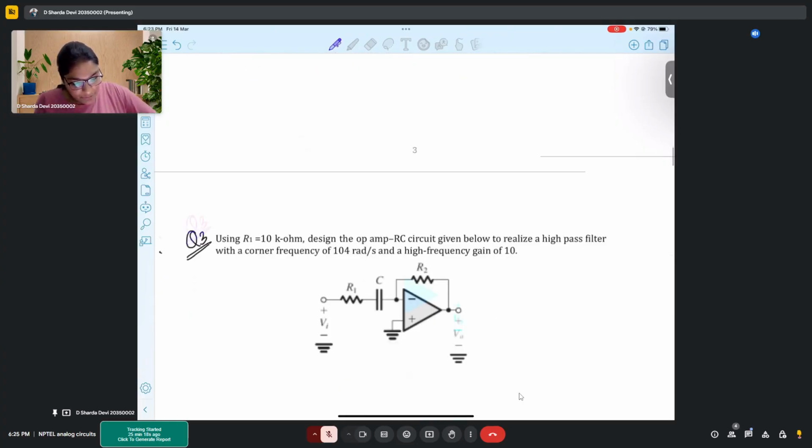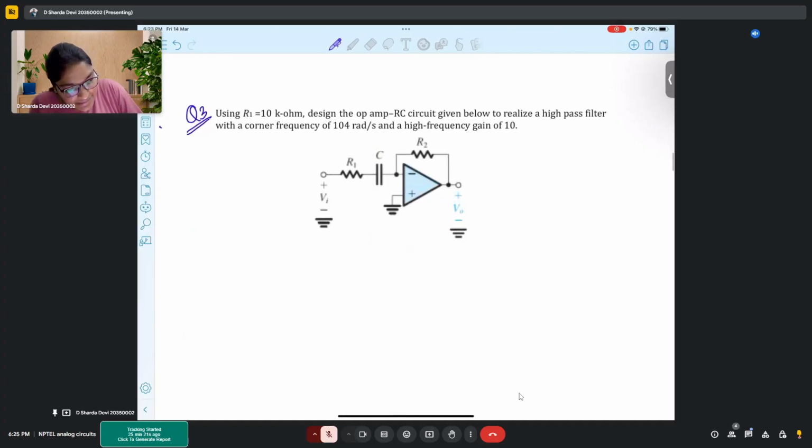In this particular problem, it says that R1 is a 10 kilo ohm resistor, and using this 10 kilo ohm resistor, design the op-amp RC circuit given below to realize a high-pass filter with a corner frequency. Corner frequency is again the cutoff frequency. Corner frequency, cutoff frequency, 3 dB frequency, all these terms are used for the cutoff frequency only, and a high pass gain of 10, right?